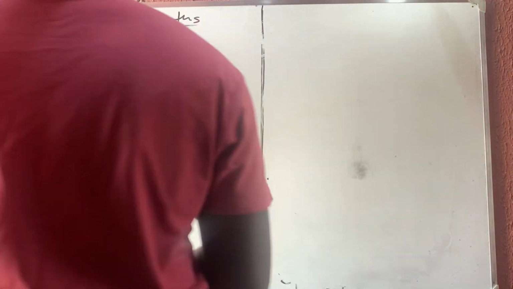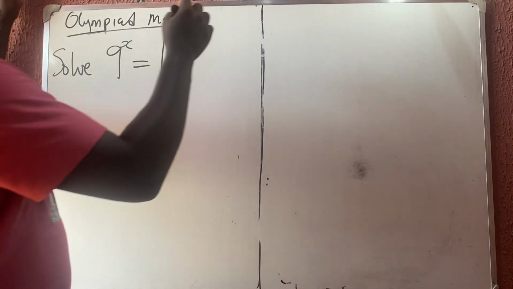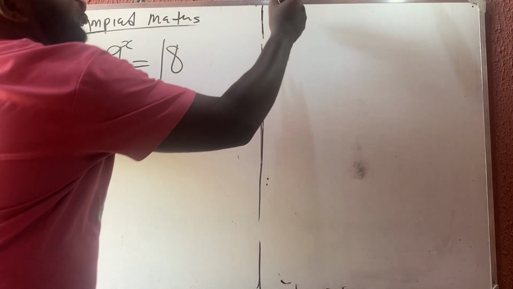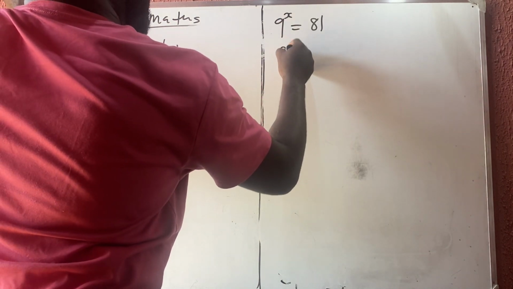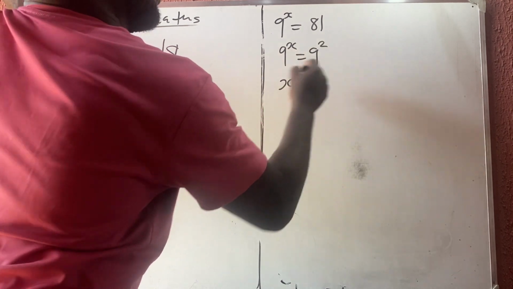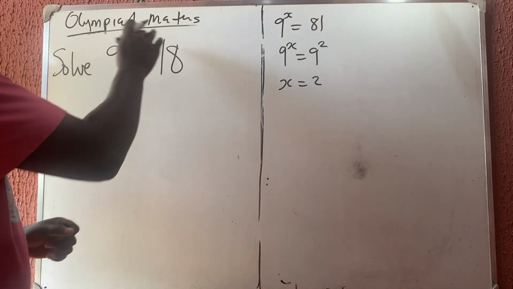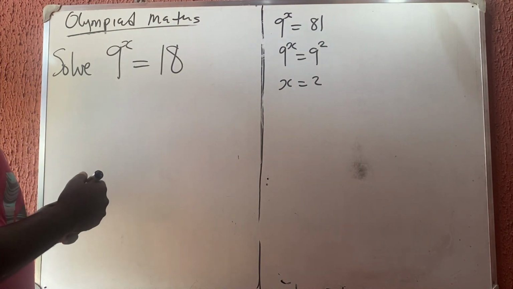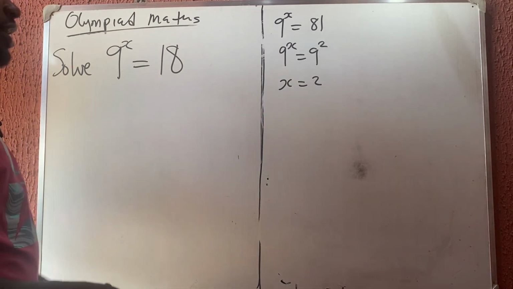All right, let us quickly solve this Olympiad math problem. They say that 9 raised power x is equal to 81. Normally, according to indices, they will give you 9 raised power x is equal to maybe 81. So you now have that 9 raised power x is equal to 9 raised power 2, then x is equal to 2. All right, but they will give you 18 that looks like 81 so that you will find it, you quickly think it's 81. Many people will think it's 81 and solve it like this, and then they will fail it.